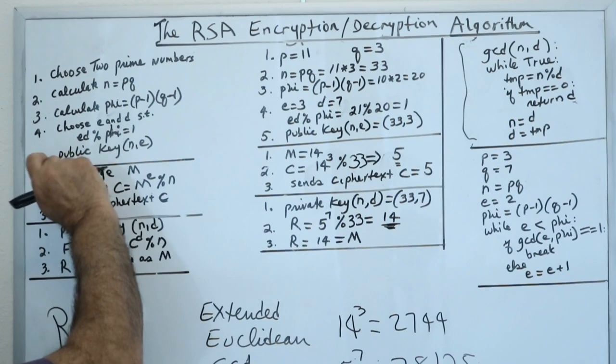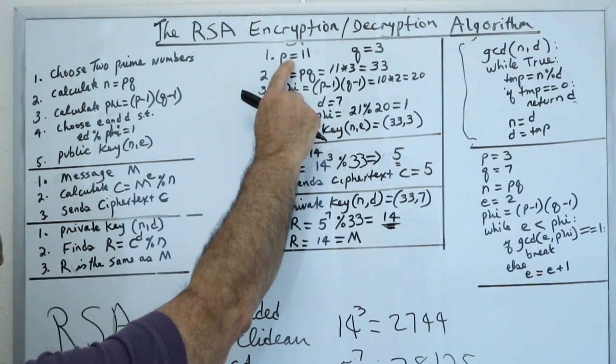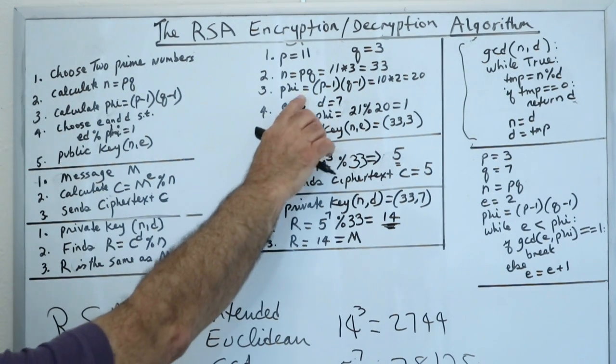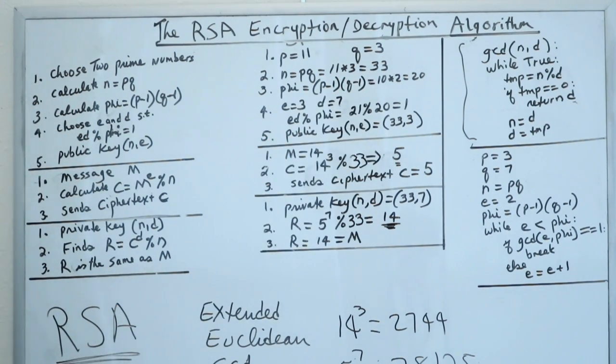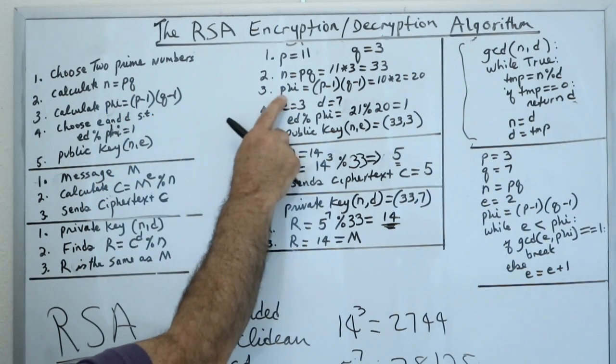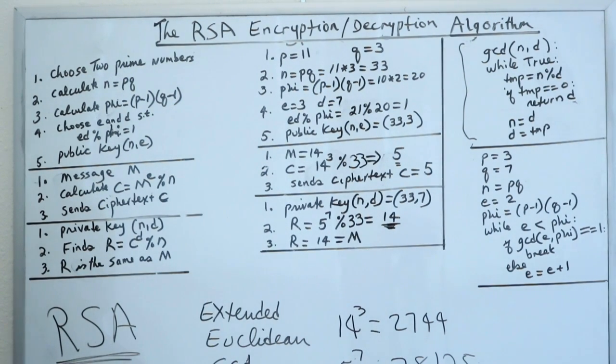Now you're going to pick two prime numbers, 11 and 3. Those are the two prime numbers. Then you calculate n. To calculate n, it's p times q, 11 times 3, which is 33. Then calculate the value for phi, which is p minus 1 times q minus 1. That's going to be 10 times 2, which is 20.